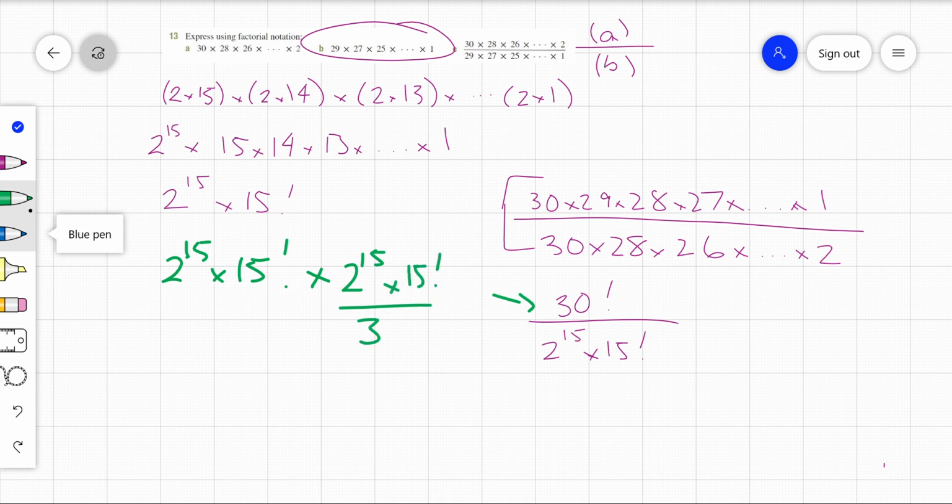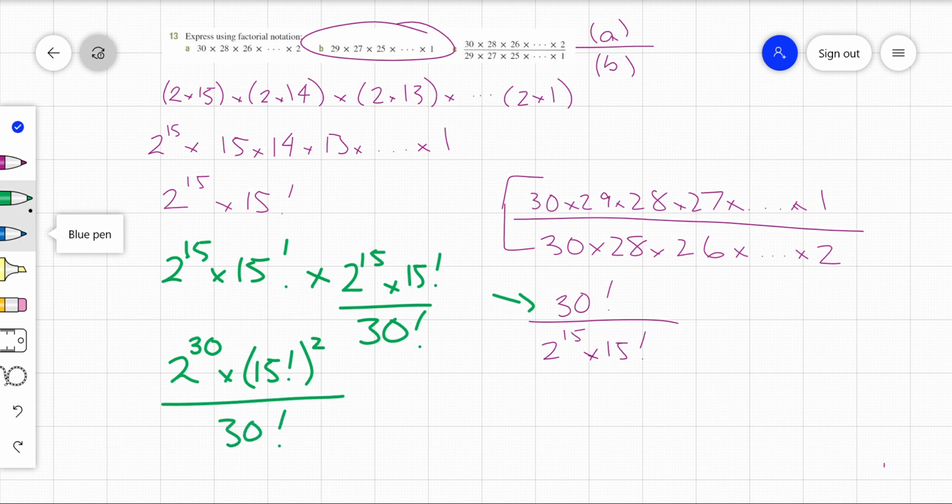of that is that. So you can see there that all I'm doing now is I'm doing 2 to the power of 15 times 2 to the power of 15. So adding indices, that's 2 to the power of 30. And I've also got 15 factorial times 15 factorial, so I'll just square it like that. And I've got 30 factorial on the bottom. So whatever that is, that's our answer.